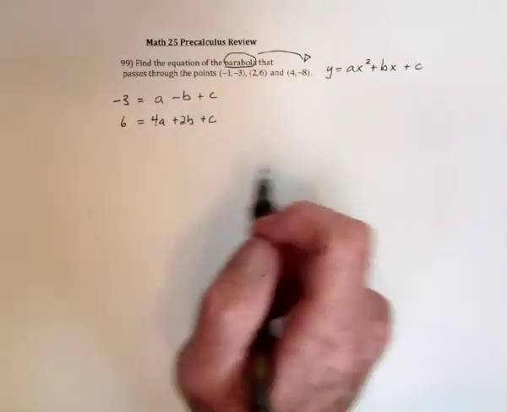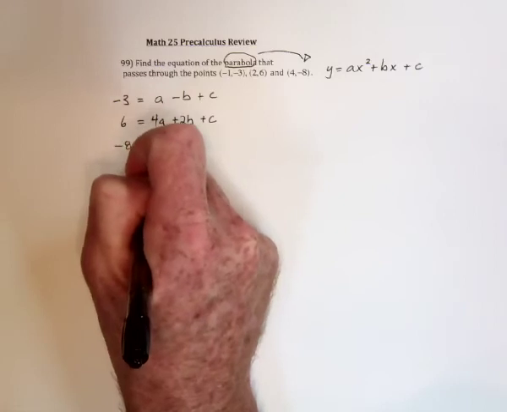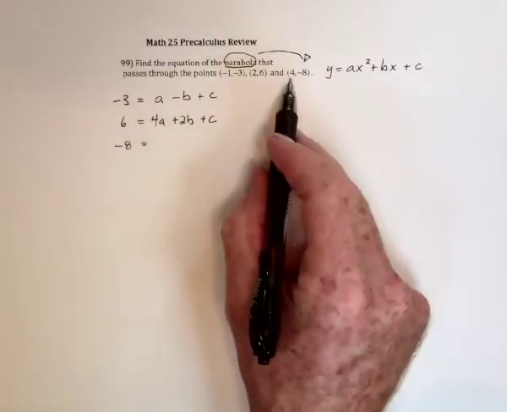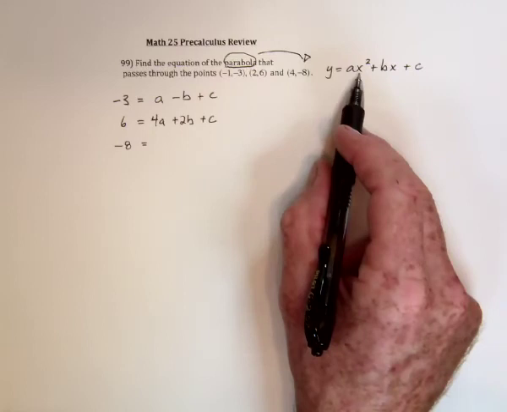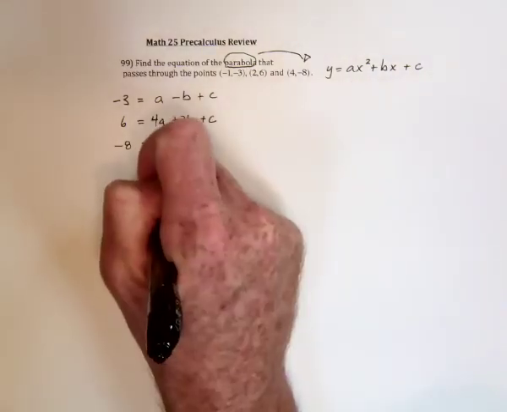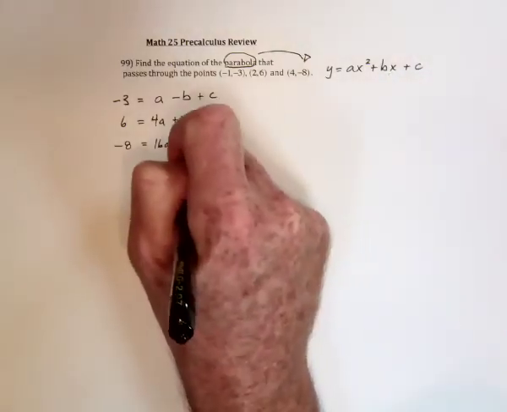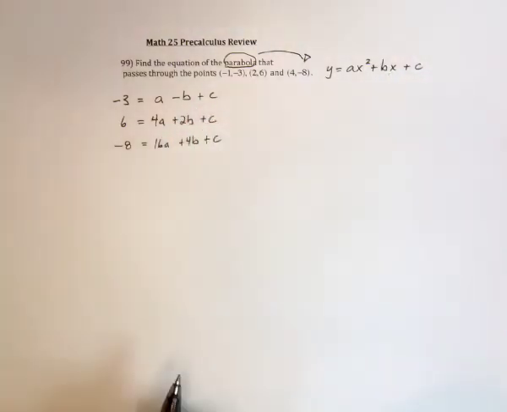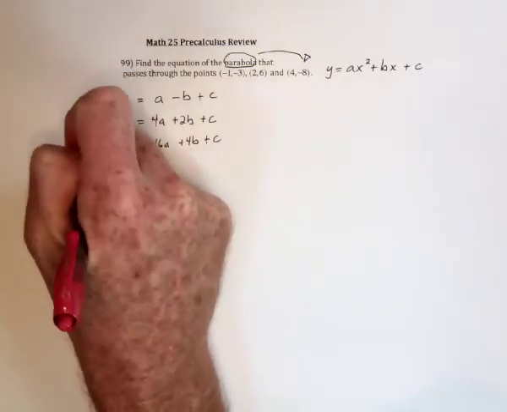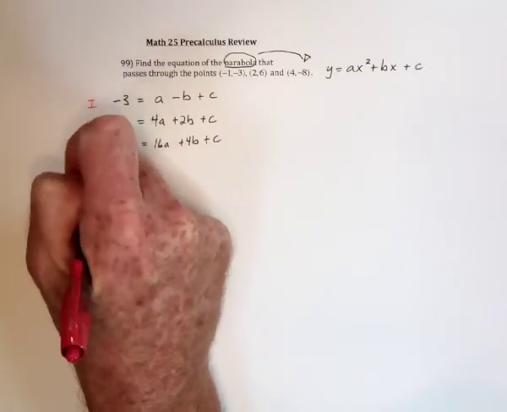Then the third one, so -8 for y and a 4 for x. So put a 4 here would make 16, so 16a. Put a 4 here would be 4b, and the c is by itself. So we've got a system of equations that's 3 by 3. I'm going to use elimination method. So one thing I could do is, I'm going to label them as number 1, number 2, and number 3.